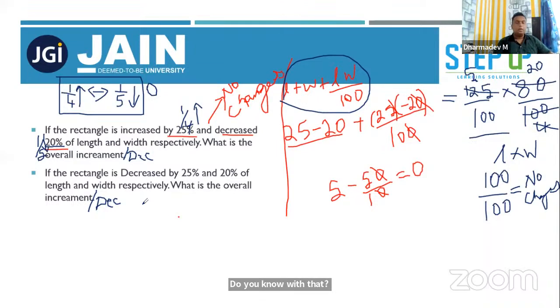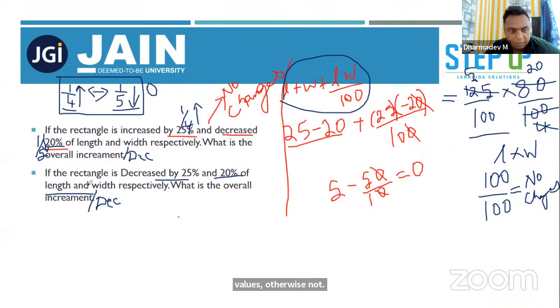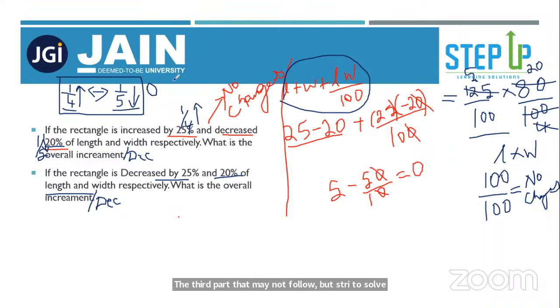That's good, Adamu. Now the challenge is for you all. It's decreased; both are decreased. Now you solve it and give me the answer in both methods, or all 3 methods. The third method, 1 by 4 increase and 1 by 5 decrease, works only when it's constant or when we know the values. Otherwise it may not follow, but try to solve with the first method and second method. Get me the answer for the third question. You solve it, you get me the answer, let me get convinced.